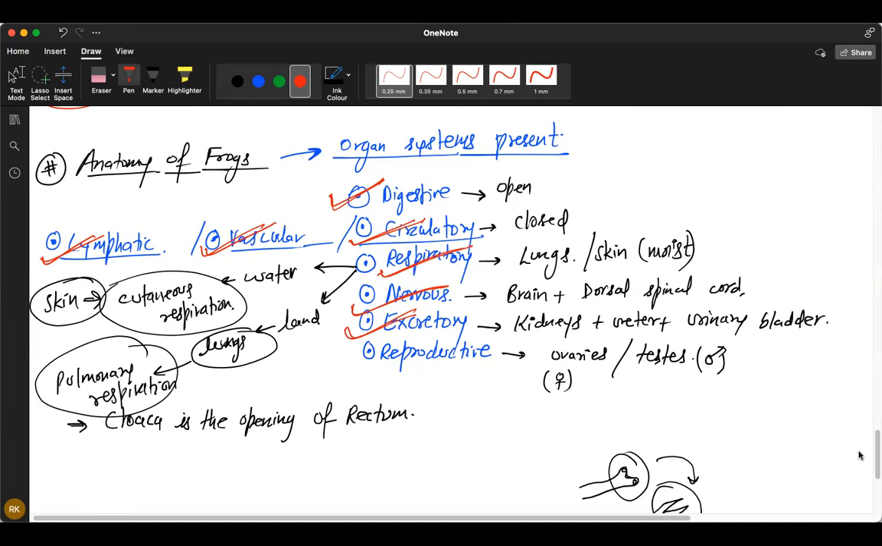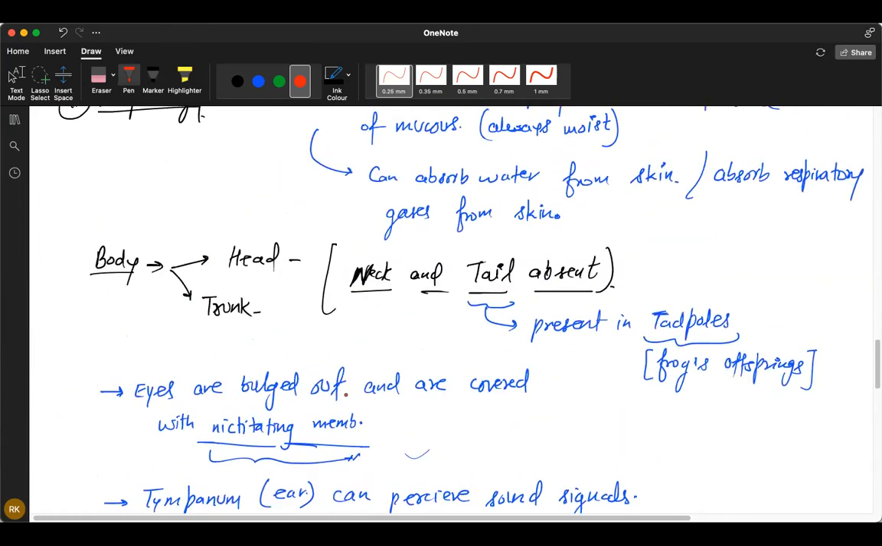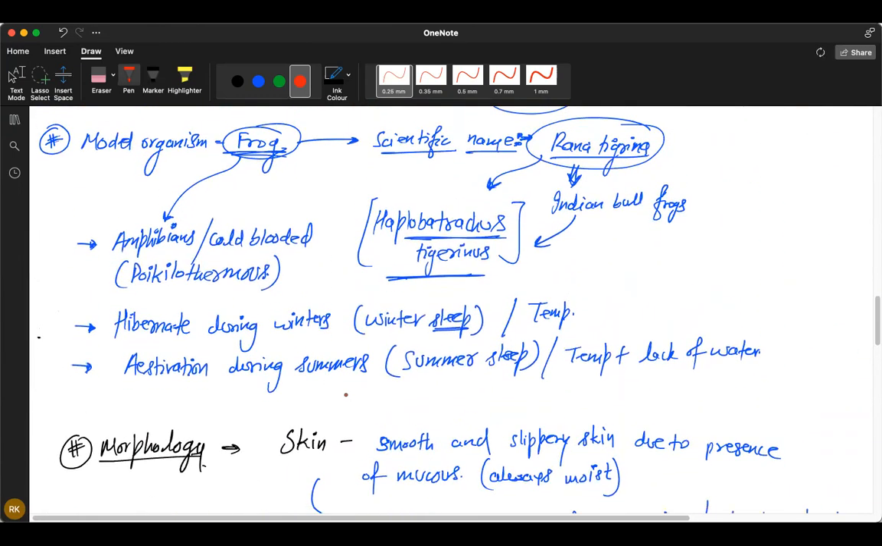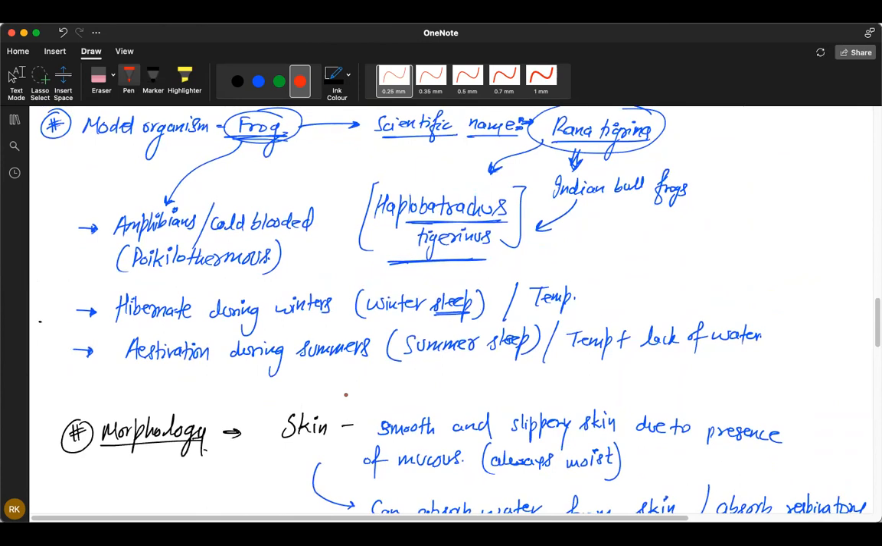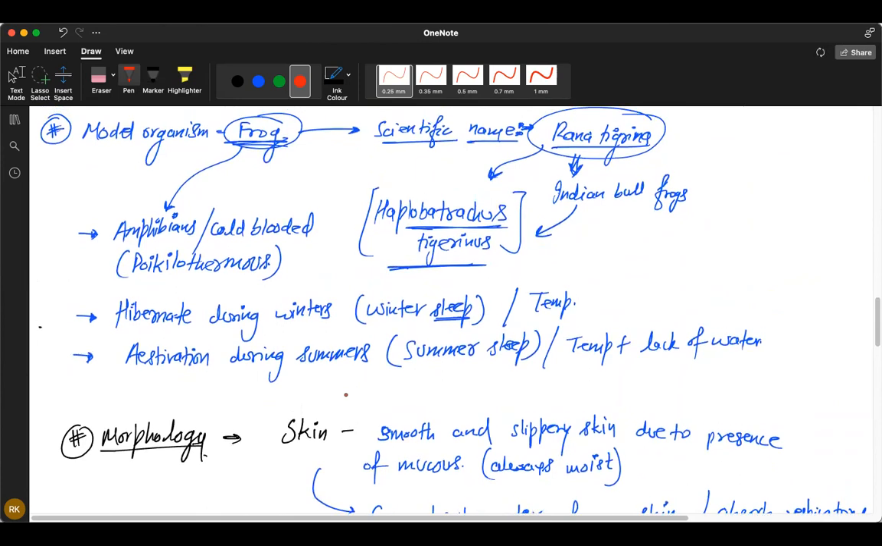Cool. So this is the overall reproductive system, done. This is the overall thing that you have to study about frogs as a model system. So technically your syllabus is over with this, right?